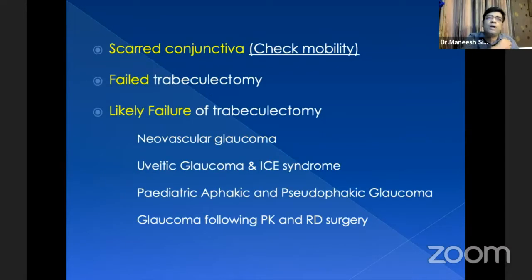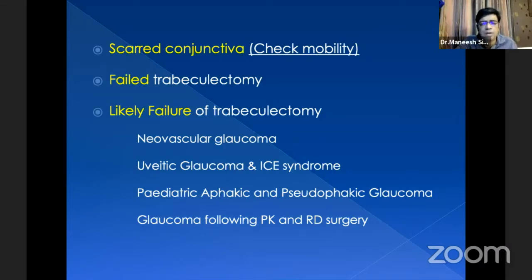It's also important to find the right indication. These are the common indications we use. Generally, these are patients where your trab has failed or is likely to fail, for example neovascular glaucoma or patients with pediatric aphakia, even pediatric pseudophakic glaucoma, because these are cases where trab has a poor success rate.